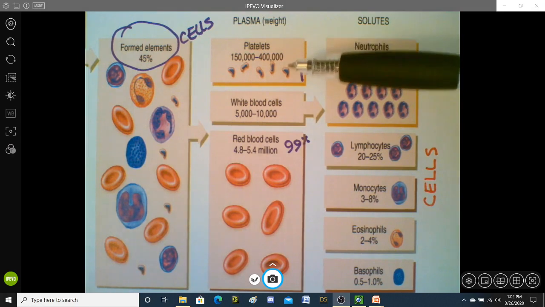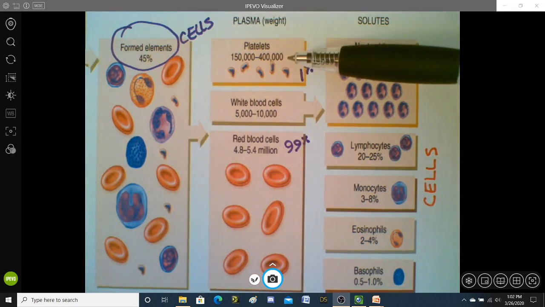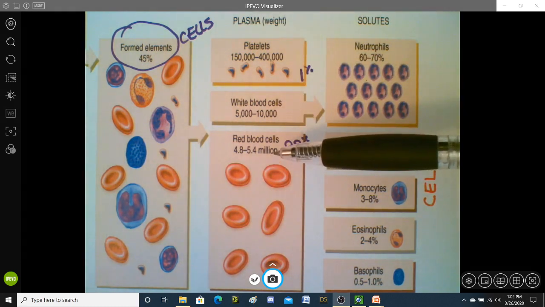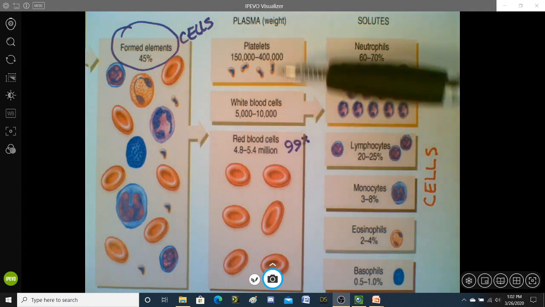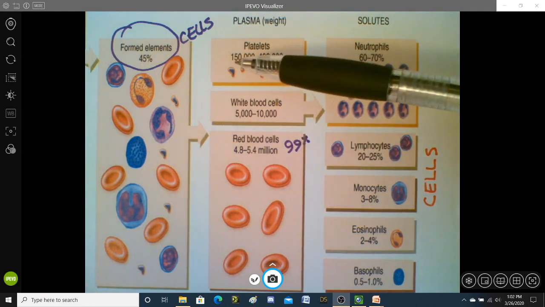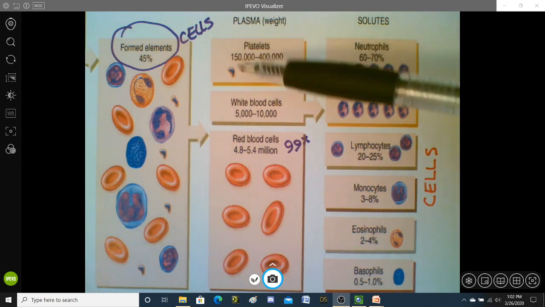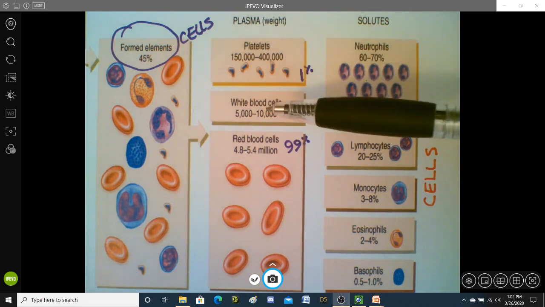Then we have our platelets. The platelets are going to be involved in blood clotting. They're called thrombocytes. All right. So we have these erythrocytes that make up most of our blood. We have platelets anywhere from 250,000 to 400,000 per drop of blood. They're going to be blood clotting.